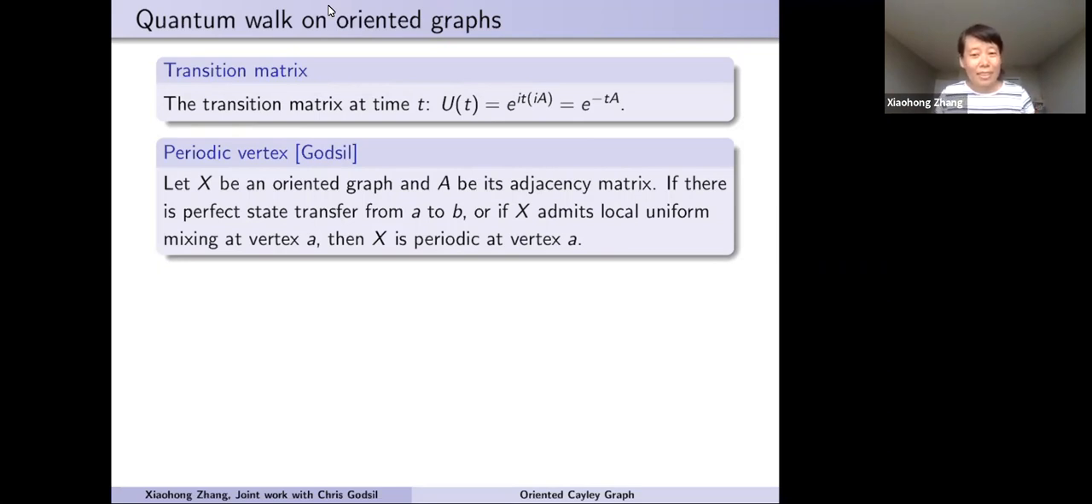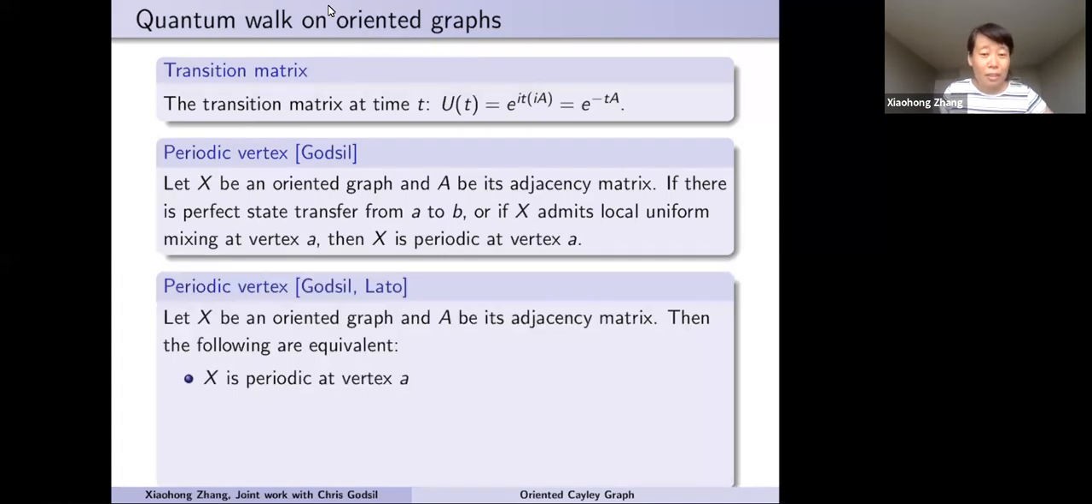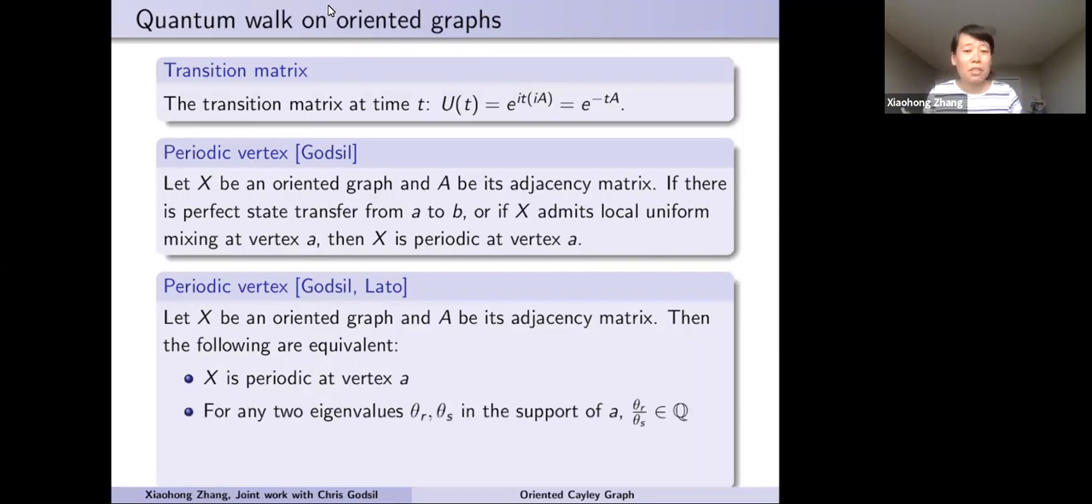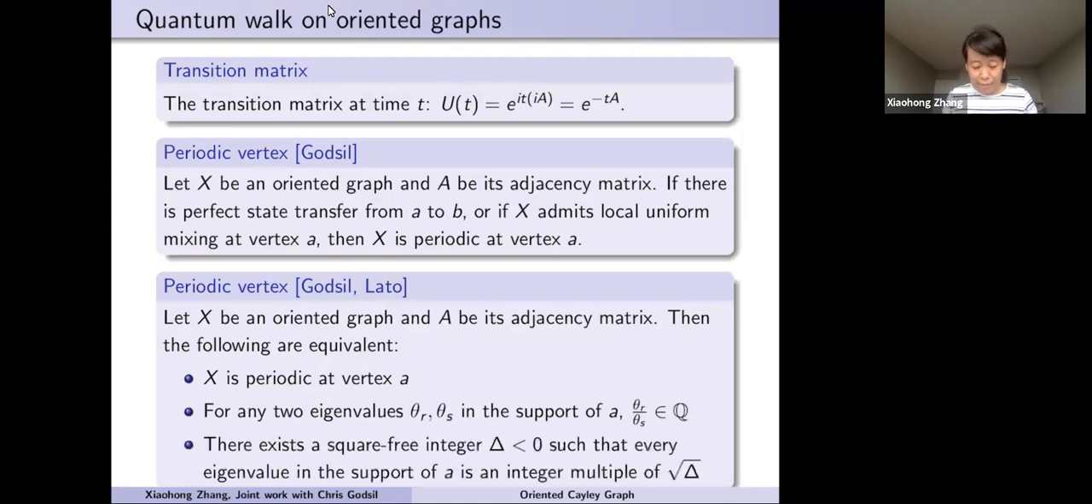So how about the periodicity? Is it easy to check? There is a result by Chris and Sabrina. They give two characterizations. The first one is through the relation between eigenvalues in the support of A, so the ratio must be a rational number. There is a second characterization. It tells us how the eigenvalues of the oriented graph should look. They must be integer multiples of square root delta. So that's where our question comes from.